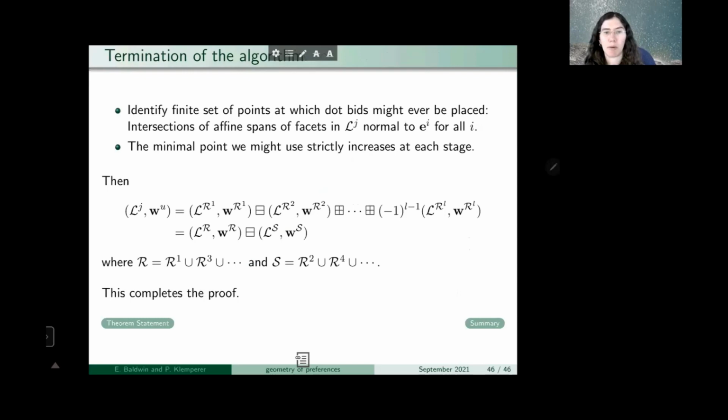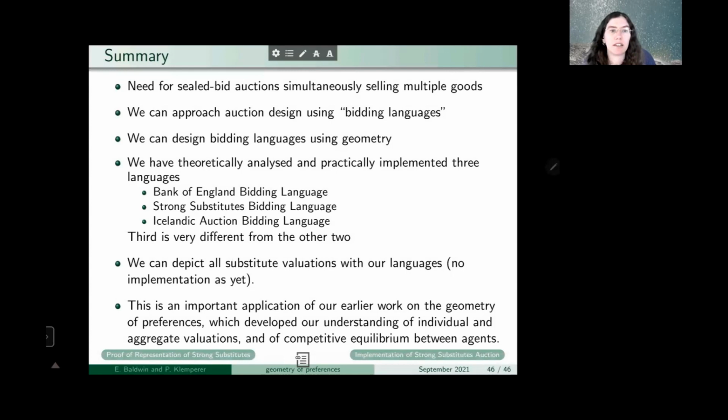So, jumping to the summary then, we can approach auction design using bidding languages when we want sealed bid auctions simultaneously selling multiple goods, and we can design these using geometry, and we have a selection of bidding languages, of which I've only unfortunately had the time to give you a flavor of one of them. And the point that I would emphasize here is that this is an application of our earlier work with geometry, on the geometry of preferences.